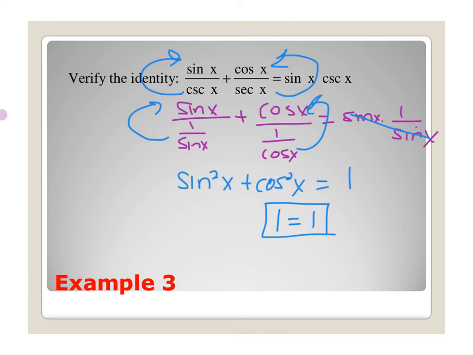And you can even bring stuff over. Like I could divide both sides by sine. And then I end up with 1 over sine on the left and cosecant on the right, and I end up with cosecant and cosecant.